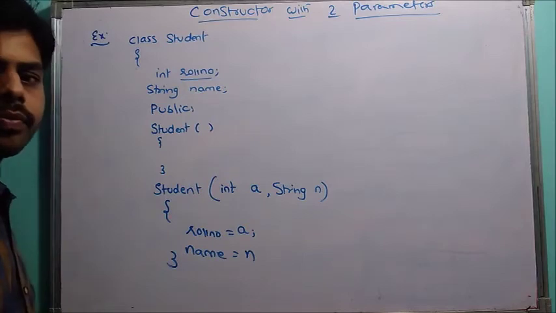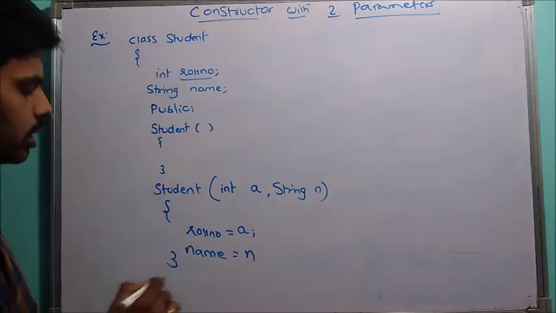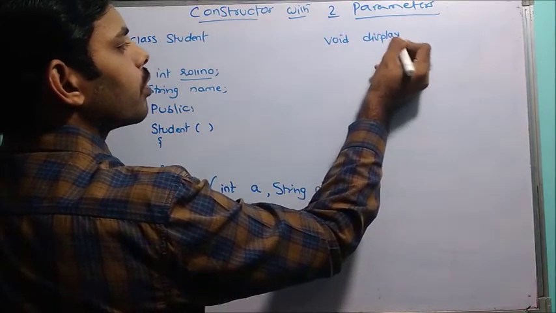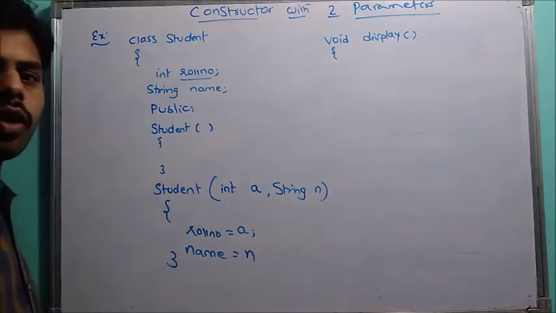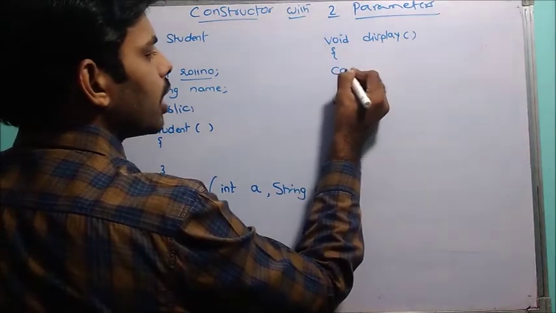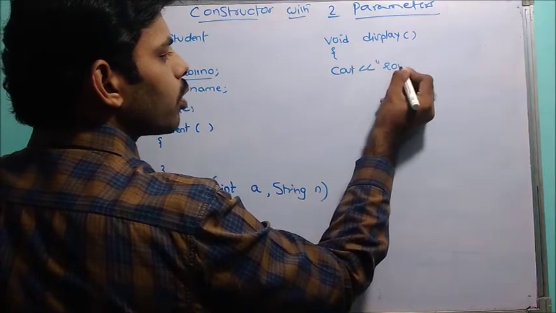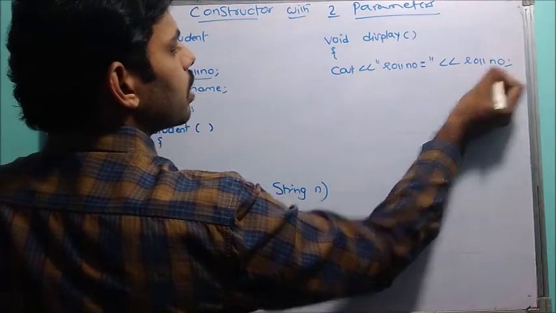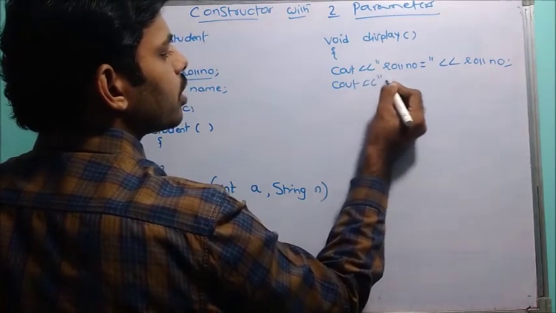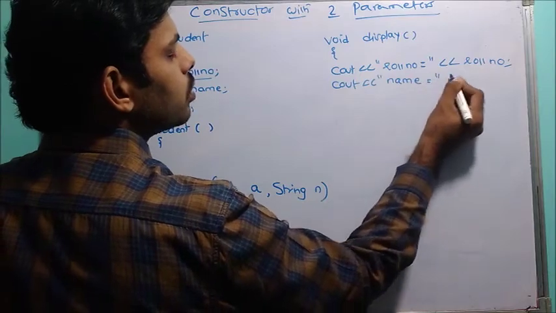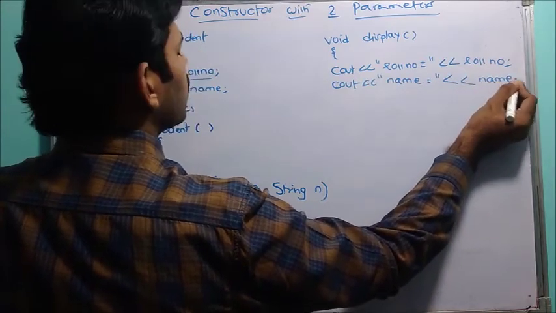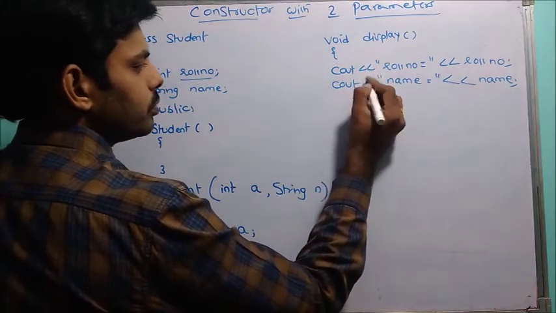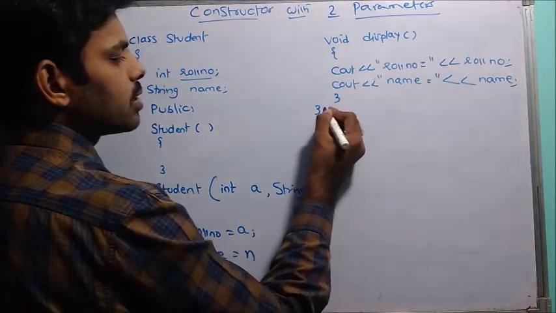N is assigned to name. Okay. And one more function, that is a void display function. In that I am displaying the roll number of the student, equal to roll number. The variable is roll number. And the name of the student, equal to name. So these two are variables. So this is a display function and a class close.